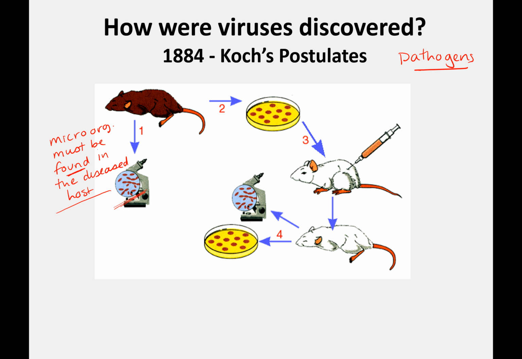So they could take a mouse that had died from an infection, they could isolate and see the microorganism. The problem with viruses, they're too small for the types of microscopes we had back then. Remember I said you have to use an electron microscope to actually be able to see the viruses. The next part of Koch's postulates is the microorganism, whatever's causing the disease, must be isolated and grown in pure culture.